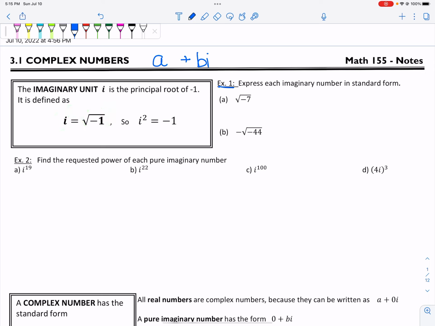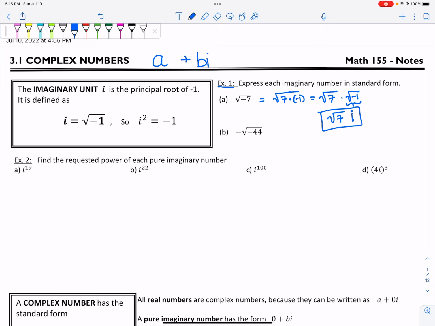Let's take a look at example 1. Express each imaginary number in standard form. The square root of -7 is the same thing as the square root of 7 times -1. And we can rewrite this as the square root of 7 times the square root of -1. The square root of -1 is i. So the square root of -7 can be written as the square root of 7 times i.